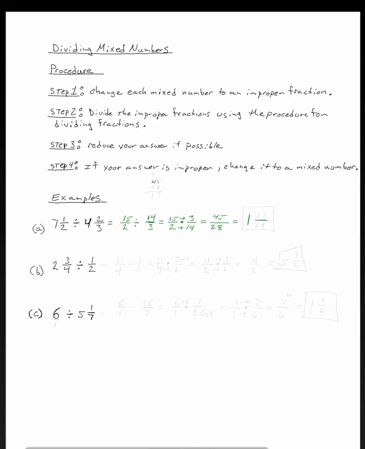So 45 minus 28. 5 minus 8 we can't do, so we borrow from the 4, make it a 3. Make the 5 a 15. 15 minus 8 is 7. 3 minus 2 is 1. So we get 1 and 17 over 28.